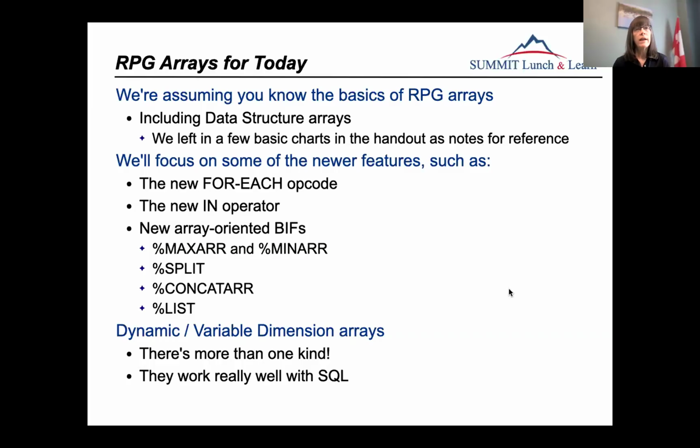We're going to focus on things like the newer features, like the for each operation code, the in operator, the new array-oriented built-in functions. I'm going to cover all of that stuff. And John only has one job. John's going to talk about dynamic or variable dimension arrays. Now, it may sound like he's getting off light, but he's not. Trust me, that's a big topic with a lot of things to understand about it, but really cool stuff. So you're going to want to hang in for part 2 to hear John talk about that.